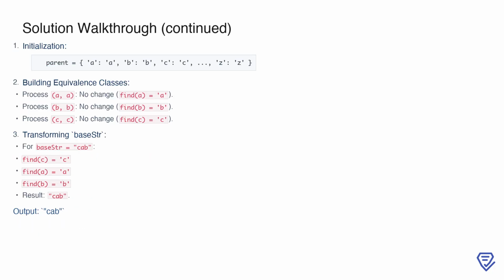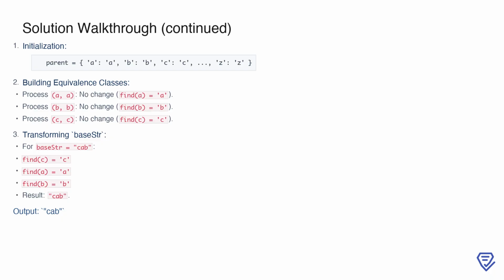In the final example, we have S1 equals ABC, S2 equals ABC, and base str equals cab. Here, the characters in S1 and S2 are already paired with themselves, meaning no changes are needed to the equivalence classes. Starting with each character as its own parent, we process the pairs A, B, B, and C, C. Since each character is already its own parent, the parent dictionary remains unchanged.